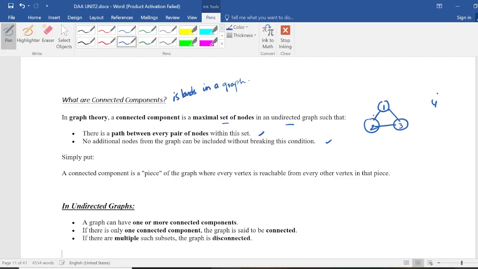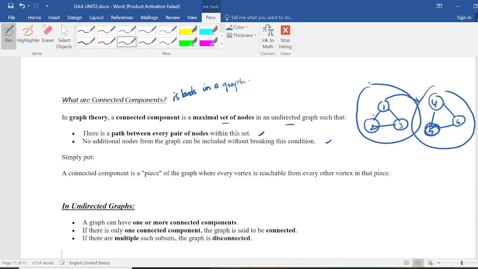So we'll take another group: 4, 5 and 6. Sorry, there are no directions; there should not be any directions. A node in one group should not be connected to a node outside the group. That is a connected component. So this becomes one connected component and this becomes another connected component, which look like islands in a graph.